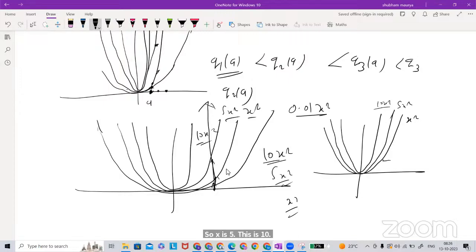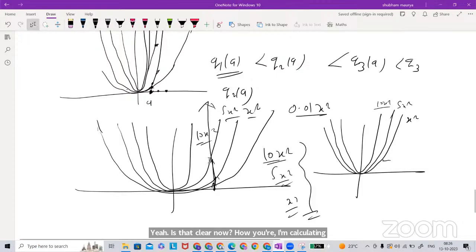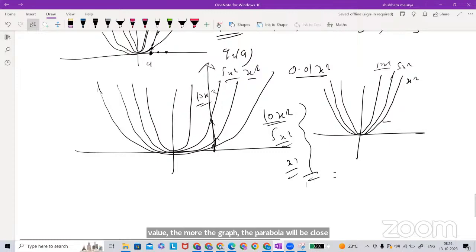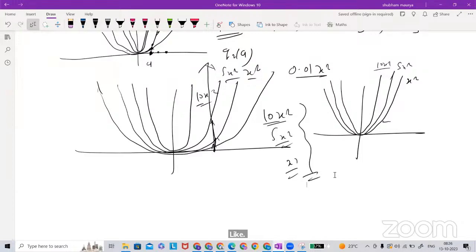Is that clear now? Yes, sir, clear. So the larger the slope value, the closer the parabola is to the y-axis, the axis of symmetry. The larger the value, like 10x square, the more the parabola goes towards the axis of symmetry, which means sharper. In different words, it is going to be more sharp.